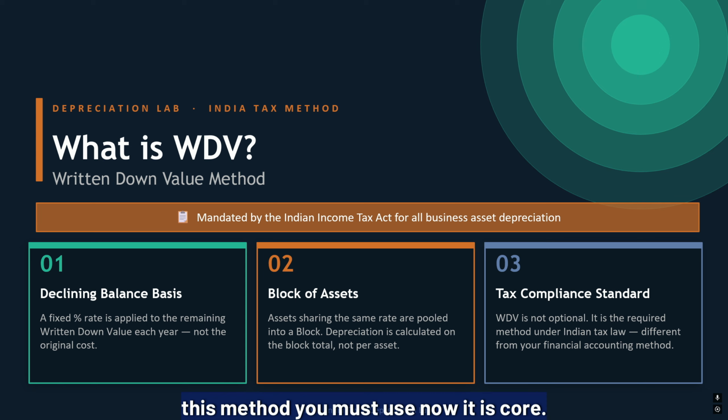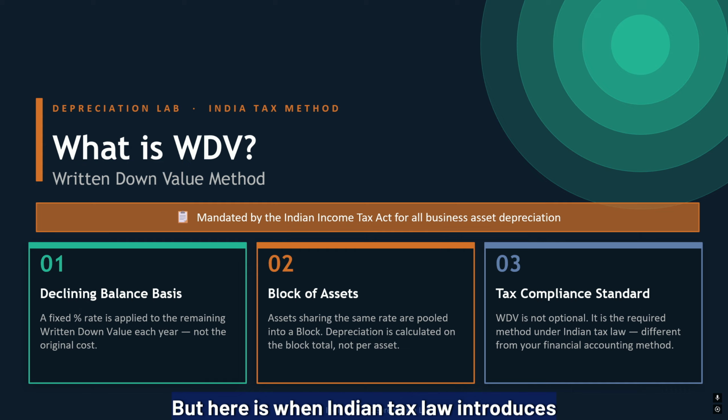Now at its core, WDV is a form of declining balance method. You take a fixed percentage and apply it to the remaining written down value of the asset, not the original cost, at the start of each financial year. So as the asset's book value falls, the depreciation amount falls with it. This is what makes it a declining balance method and an accelerated one. You get a larger deduction in earlier years.